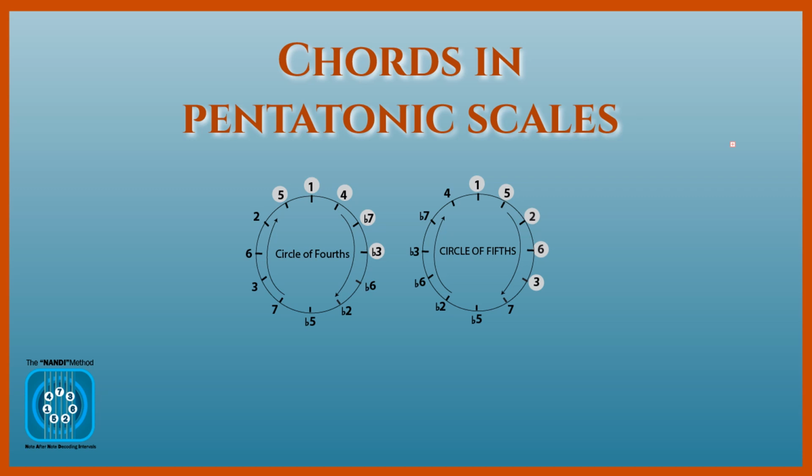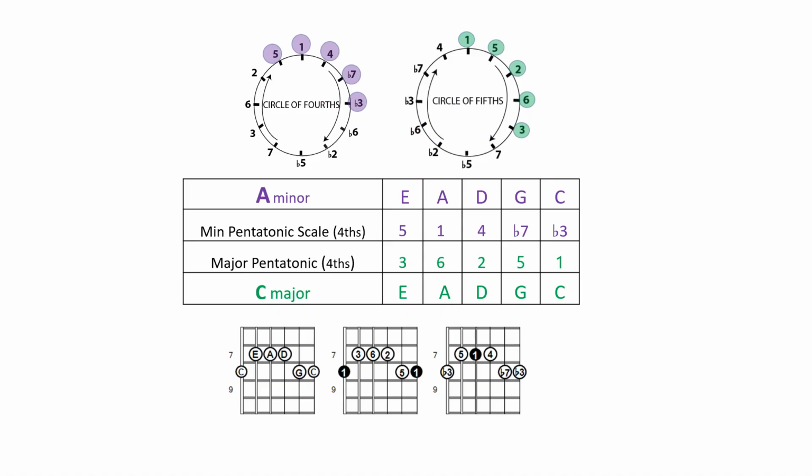In this lesson, we'll discuss shortcuts to identify chords in the major and minor pentatonic scales. Before exploring our hacks, we must arrange the two scales in fourths. The circle of fourths is represented on the chart by the scale degrees going from left to right, while the circle of fifths can be observed with the scale degrees going from right to left.